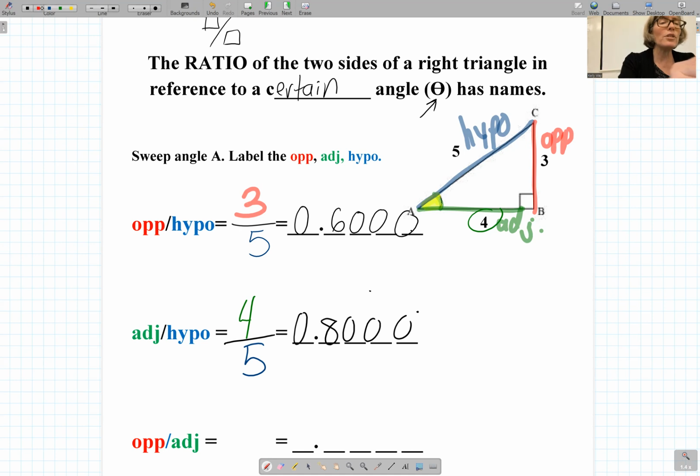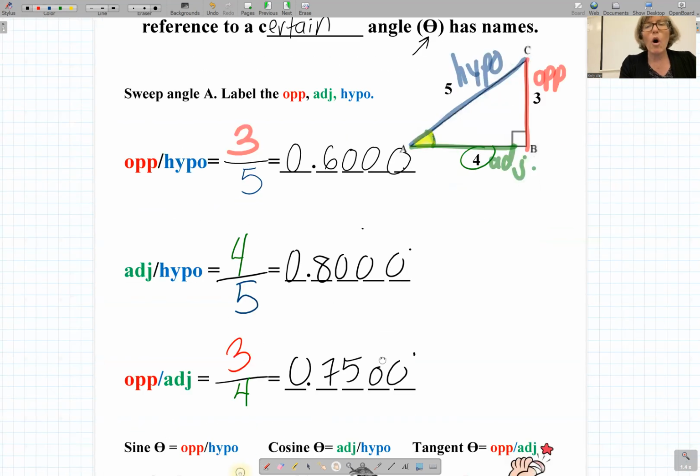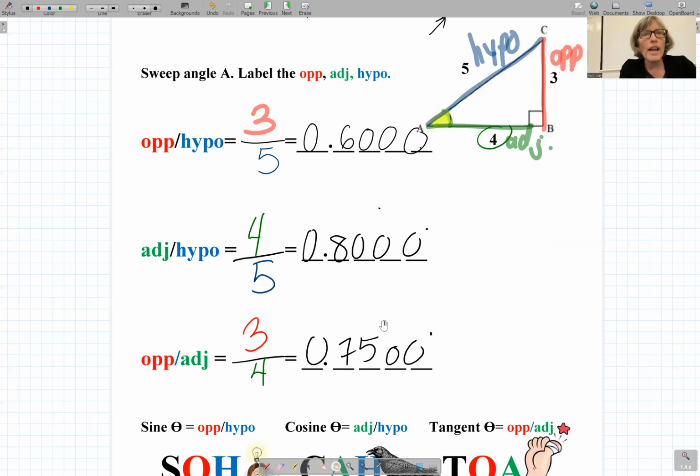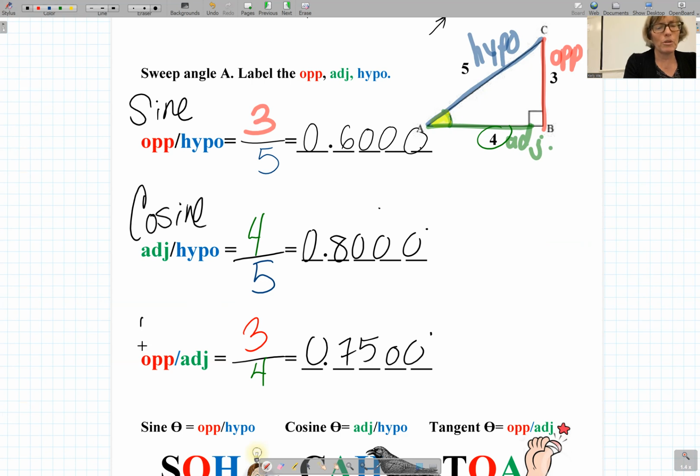Opposite over adjacent, that ratio is going to be obviously 3 over 4. 3/4 of a dollar is 75 cents. Now, all three of these ratios have names, very particular names. The first ratio is called the sine ratio. Second one's called the cosine ratio. Third one's called the tangent ratio.